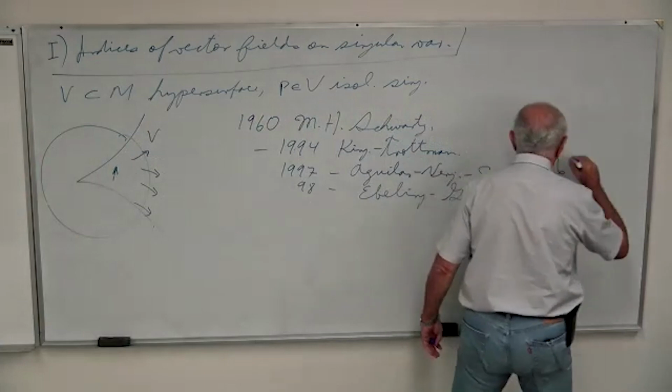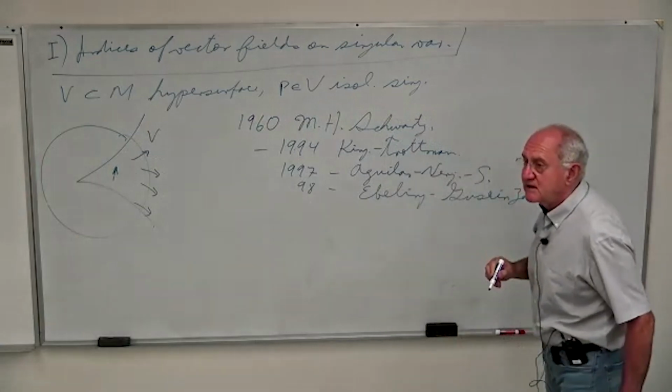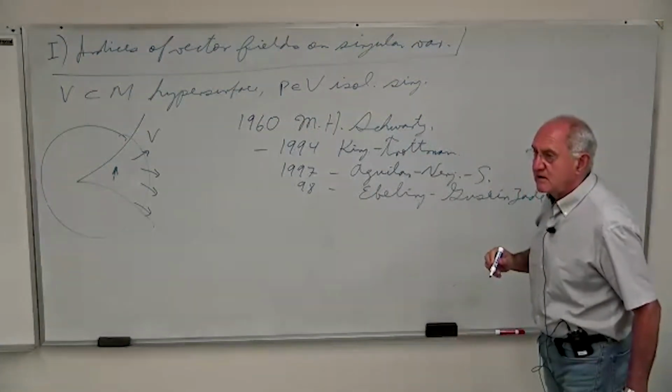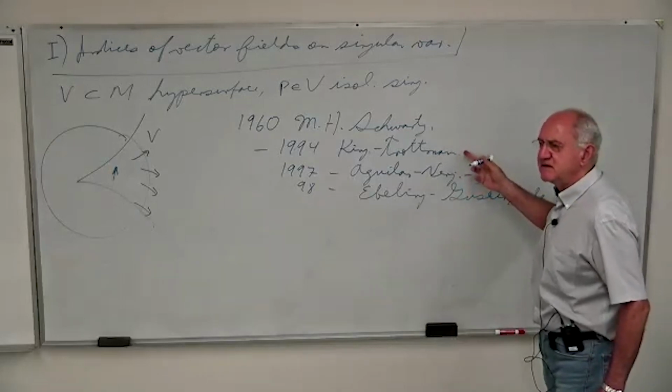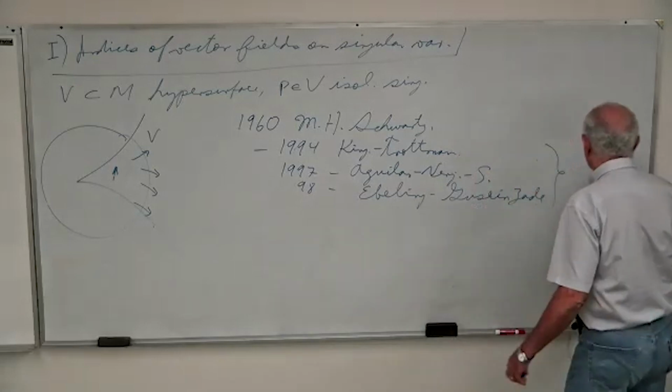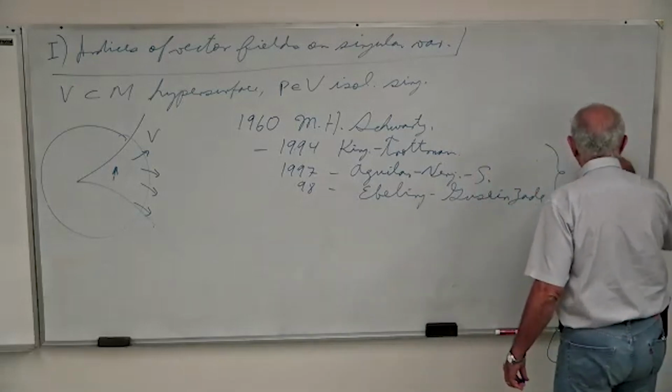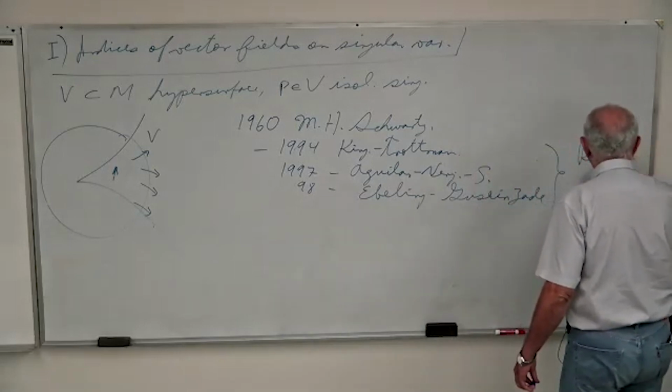And this Trotman guy is from Princeton? Sorry? This Trotman guy is from Princeton? No, he's David Trotman. He's in Marseille, in France. And then we all came with what is known today as the radial index.